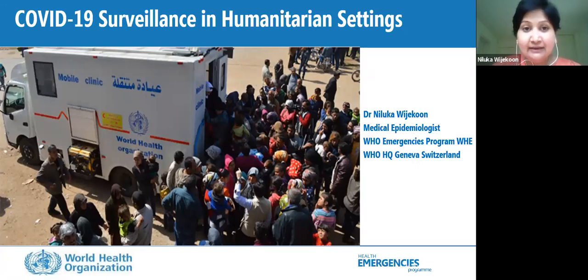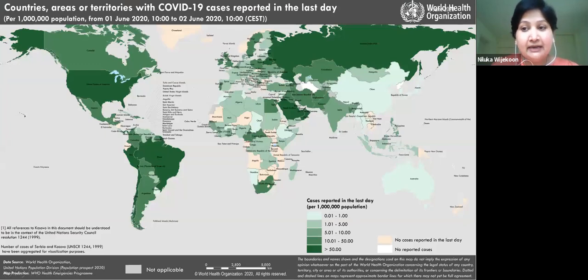Before we dive into the surveillance proper, let's have a look at the global situation and the settings that we're talking about. This is a map of COVID-19 cases around the world in the last 24 hours, finishing on June 2nd. As you can see, most countries around the world are still reporting cases. It's scattered around the world. There's no specific location as such. Of course, there are places where there are higher caseloads than others.